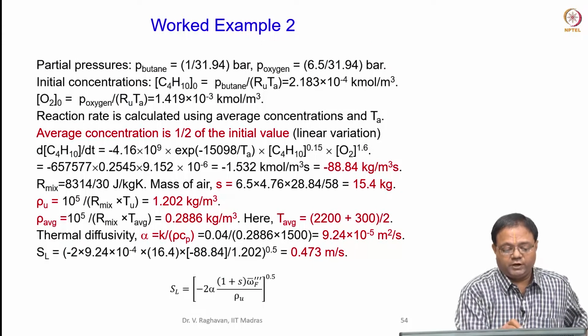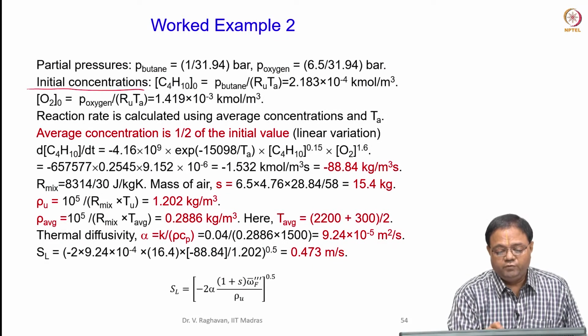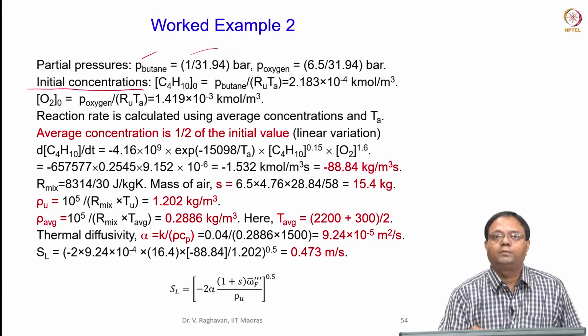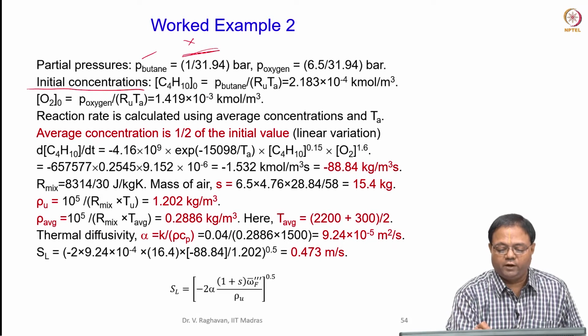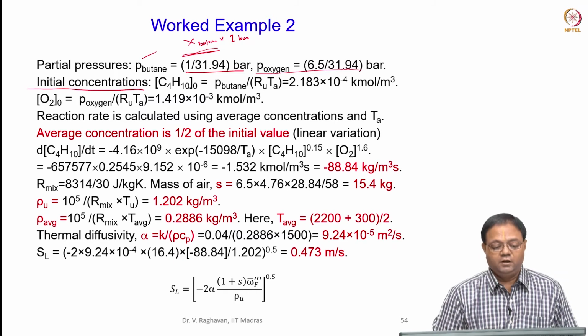How to calculate concentrations? Now I calculate the initial concentrations. We know the partial pressure of butane, that is the mole fraction times the total pressure. Total pressure is 1 bar. So the mole fraction of butane, x butane, into 1 bar, will be the partial pressure of butane. Similarly, you calculate the partial pressure of oxygen.